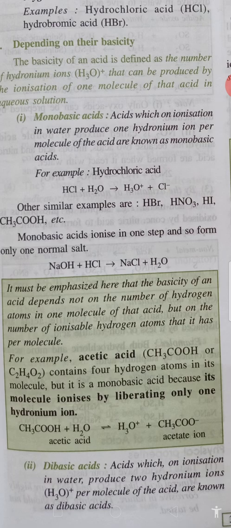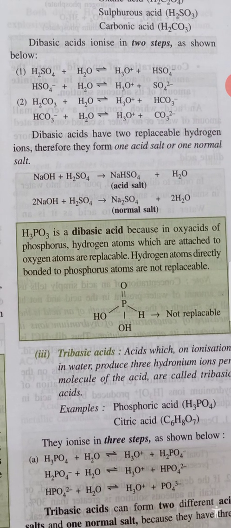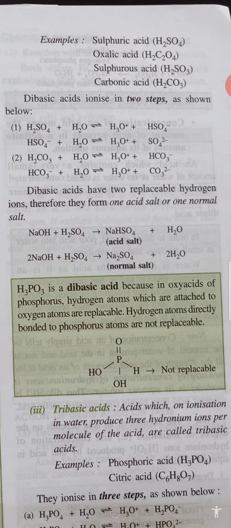Now children, the next is dibasic acid. Acids which on ionization in water produce 2 hydronium ions, H3O positive ions, per molecule of an acid are known as dibasic acids. And children, some examples of dibasic acids are sulfuric acid H2SO4, oxalic acid H2C2O4, sulfurous acid, carbonic acid. Now dibasic acid ionizes in 2 steps as shown below.